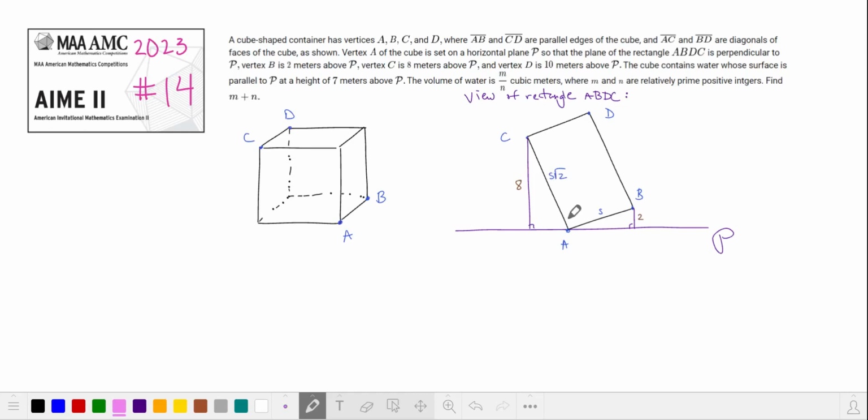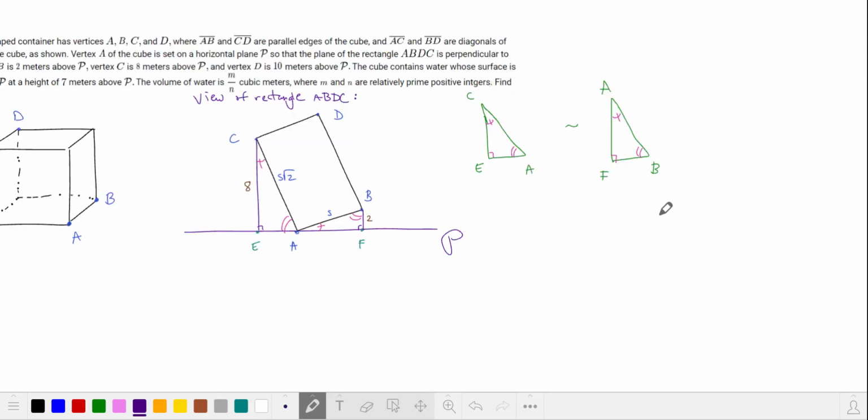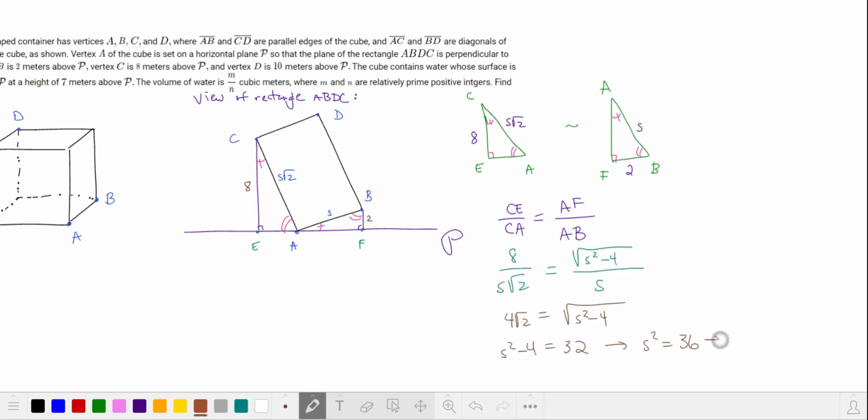When we identify congruent angles, we see we have a pair of similar triangles. I'll label these points E and F. And we have triangle CEA is similar to triangle AFB, and we'll fill in some of these lengths. Find the ratio of corresponding sides and solve for S. So we have the side length of our cube is 6.